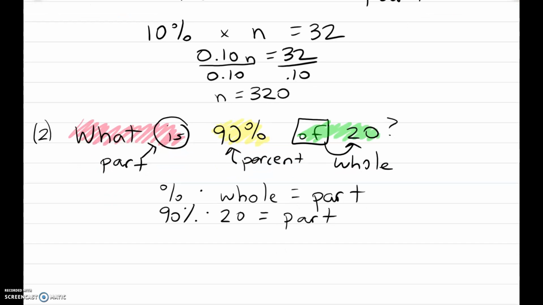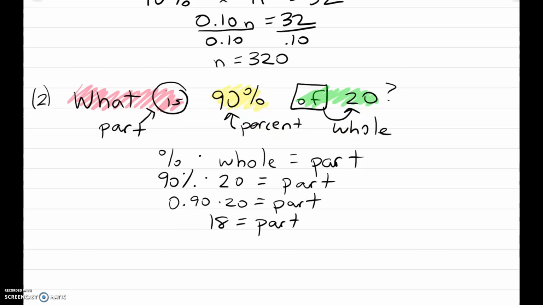So 90%, remember to convert that to a decimal, I divide it by 100, so that's 0.90 times 20. So 0.90 times 20 is 18. So 18 divided by 20 is going to give me 90%. So really all you're doing is looking for keywords in these problems as you're solving. Let's try one more.